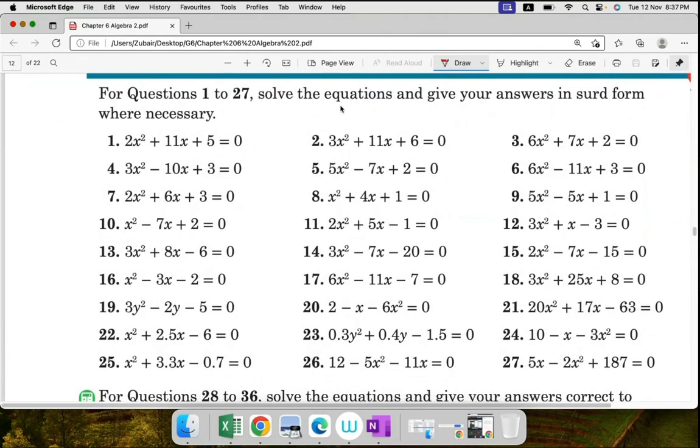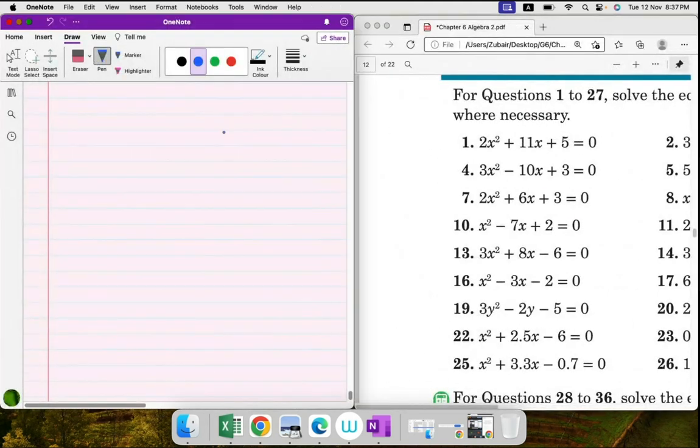For questions 1 to 27, solve the equations giving your answers in surd form where necessary. So we'll keep it that way. We won't disturb the square root.